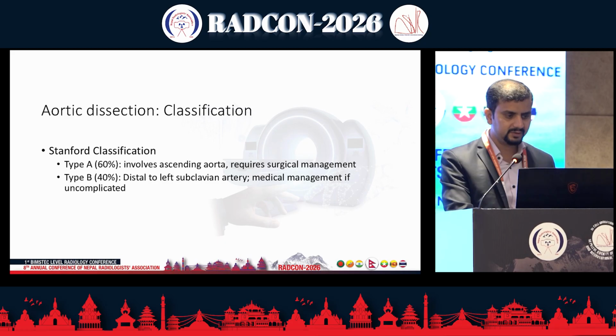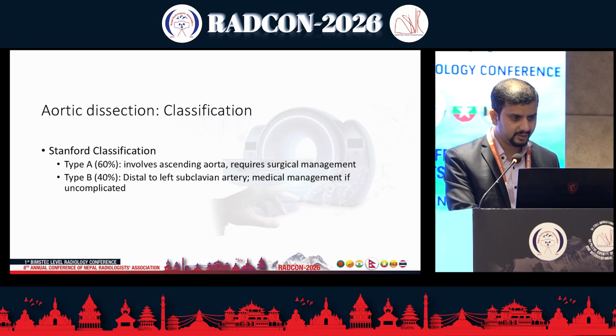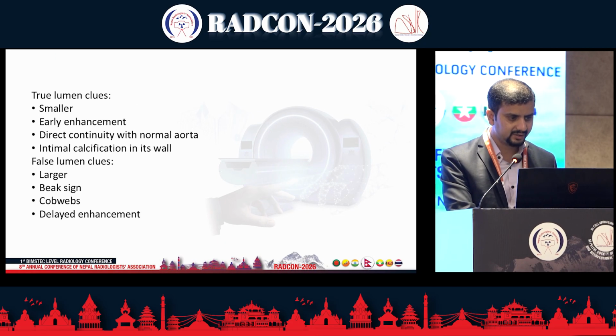So we have to differentiate between the true and false lumen for the reporting. The true lumen is usually smaller, with early enhancement, direct continuity with the normal aorta, and has intimal calcification in its wall. The false lumen is usually larger, shows the beak sign, cobweb sign, and delayed enhancement.